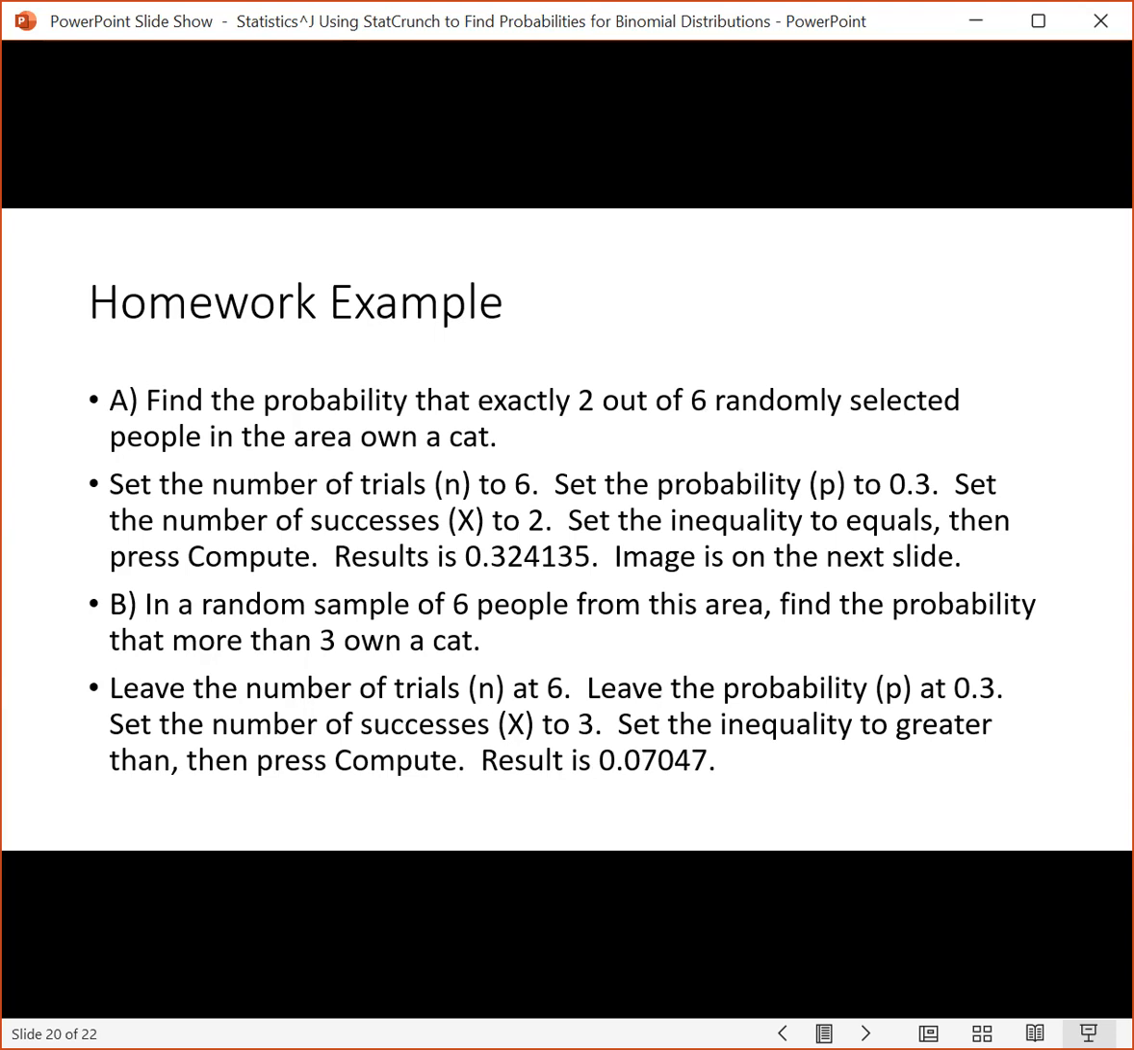So we want to replace the inequality with an equal sign, and then go ahead and hit compute. And if you do that, there is a 32% chance, according to the calculator, and the image is on the next slide. We go through and repeat the experiment by picking 6 more people. And we want to find the probability that more than 3 own a cat. So the number of trials is still 6, probability is still 0.3. And the important number there is the number of successes is 3, but the inequality needs to be just greater than, right? More than does not include equal to, so you just want to have greater than. And if you do that, the result is going to be about 7%.